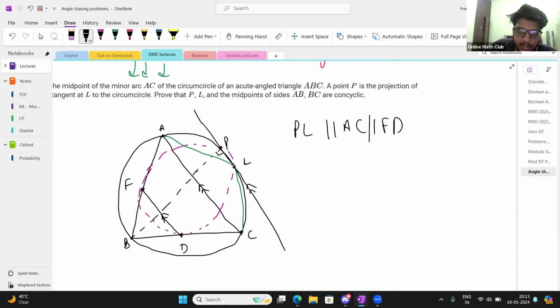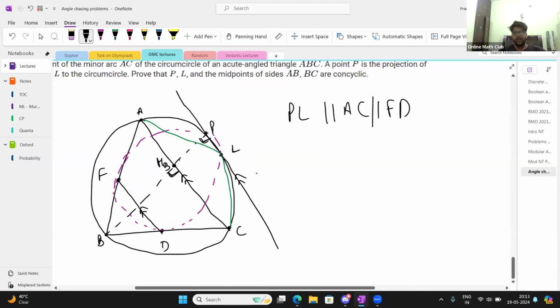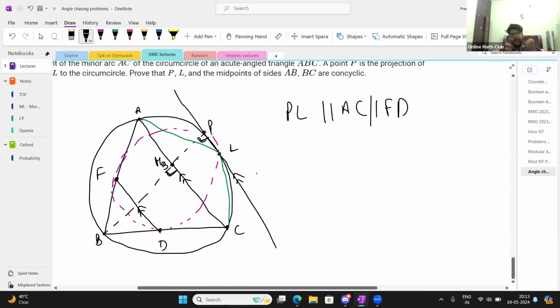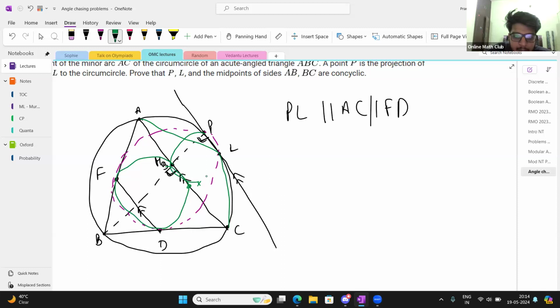Okay, now since this is parallel and this angle is 90 degrees, this angle is also 90. So this passes through the foot of the altitude. Let's call this HB, right? Okay, so we have three parallel segments and we have to prove some cyclicity. So it sort of does give Reim's vibe a lot. If you introduce a new point on this segment, let's call that point X, some nice point, such that this is cyclic and this is cyclic, then you're done with the problem, right?